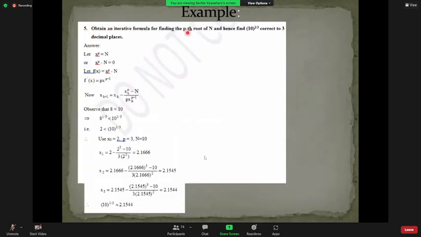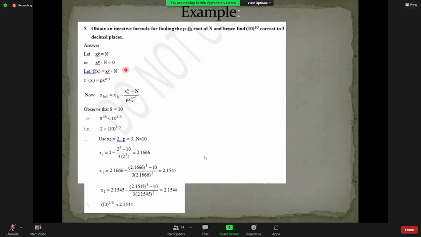Obtain the iteration formula for the pth root of N, and then we have to find the cube root of 10, correct to 3 decimal places. You will observe we have to find the pth root of N. So let x equal N raised to 1 by p. x is the pth root of capital N, so x raised to p is N. So I hope you are getting what f(x) is. f(x) is x raised to p minus capital N.